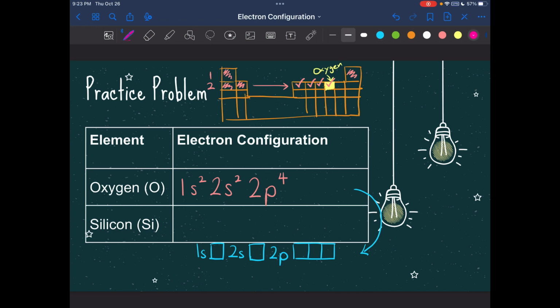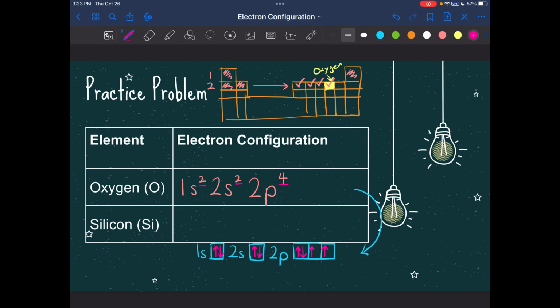Now, based on the exponent, we have 2, which means I'm going to draw 2 arrow signs. We have 4, which means we're going to have 1 arrow sign, 2, 3, and then the 4th one. Just like that.